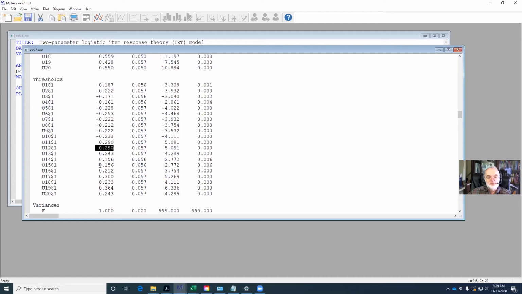And here I have a positive number. That means the threshold is above 0. That means more people did not answer the question correctly than did. So this threshold can be thought of kind of sort of as a difficulty in terms of saying what proportion of people did or did not answer the question correctly.